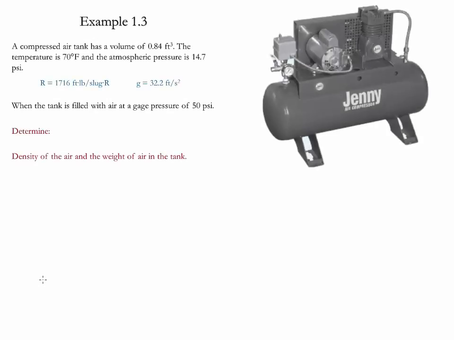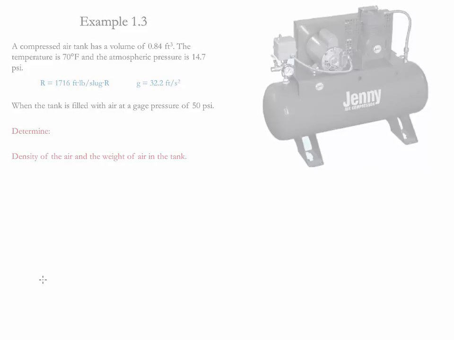Example 1.3. In this example, we have a compressed air tank with a volume of 0.84 feet cubed, which has a temperature of 70 Fahrenheit and atmospheric pressure of 14.7 psi. When the tank is filled with air, it has a gauge pressure of 50 psi. We need to determine the density of the air as well as the weight of the air in the tank.